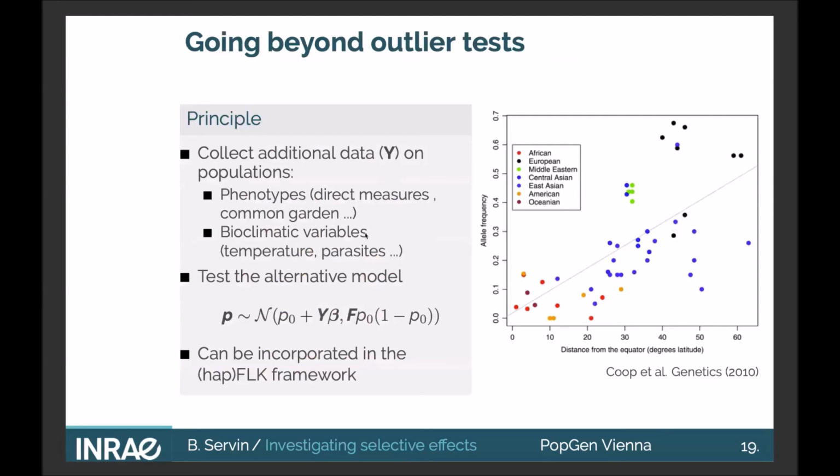The idea is that you collect additional data on your population, their phenotypes. They can be direct measures, you can do common garden experiments, or in our case, you can use the records that are available for them. They can also be things linked to fitness or adaptation, like bioclimatic variables such as temperatures or parasites. In this case, you include your trait in your model. You're testing an alternative model for the evolution, where the value of my trait has an effect on p, so there is a link between the trait value and the genotype. We can incorporate that and derive new statistics that test this alternative against the null.